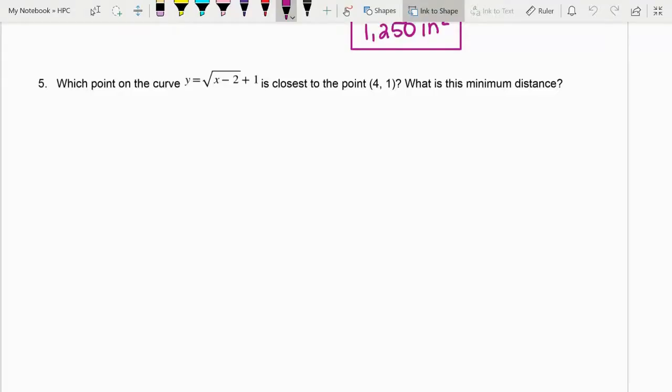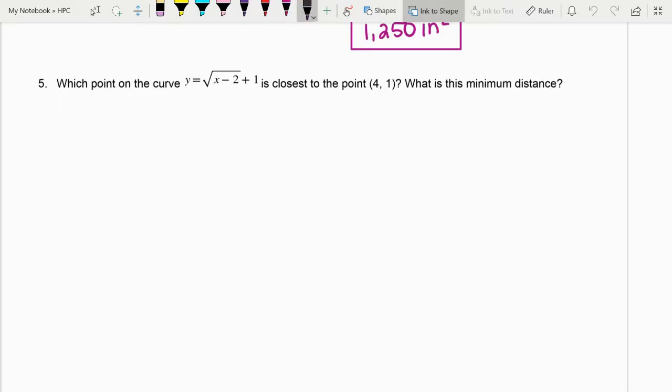So number 5, which point on the curve y equals the square root of x minus 2 plus 1 is closest to the point (4, 1)? What is the minimum distance? So this is going to be a two-part question. So we are looking for which point is closest to the point (4, 1), and then what is the minimum distance?